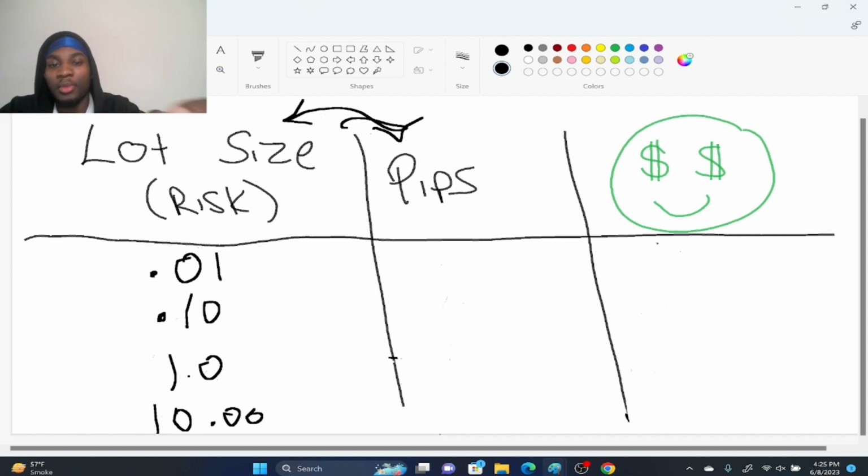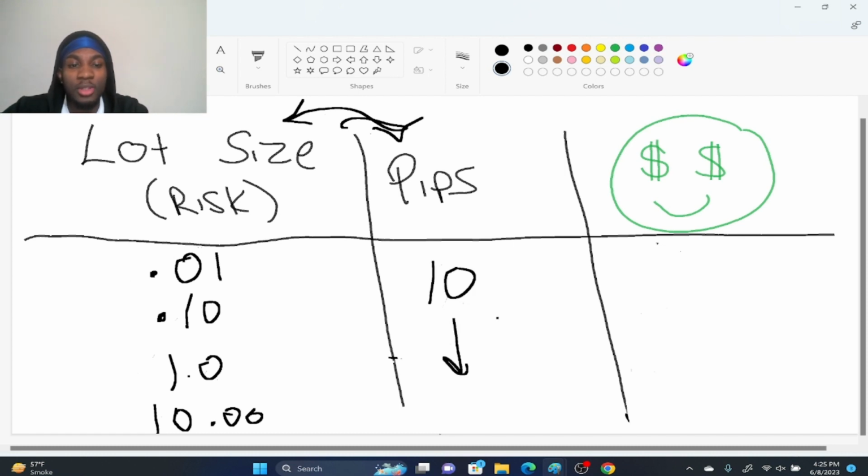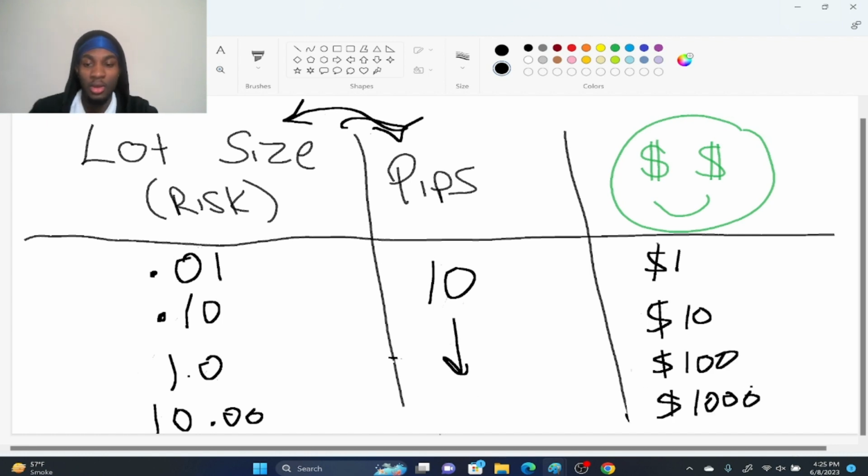All right, so for this first example, we're just gonna go over 10 pips. Every 0.01 for 10 pips is equivalent to $1. Therefore, this would be $10. The one lot would be $100, and the 10 lot would be $1,000. All it is is some multiplication. You just have to remember that every 0.01 is equivalent to $1, if price moves 10 pips.